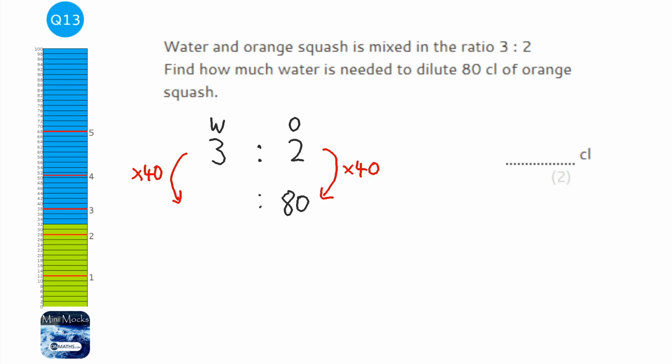So we're going to do 3 times 40. I know 3 times 4 is 12. So therefore that's going to be 120. So it's going to need 120 centilitres of water to dilute the 80 centilitres of orange juice.